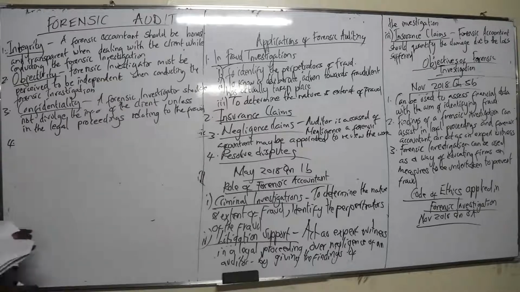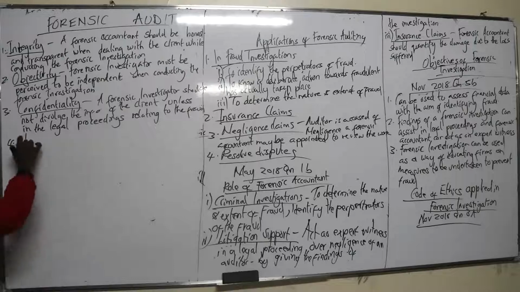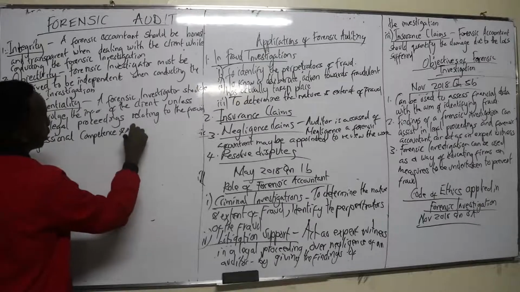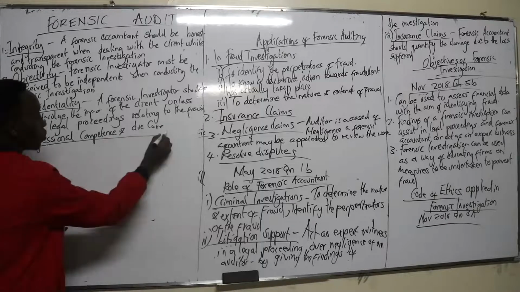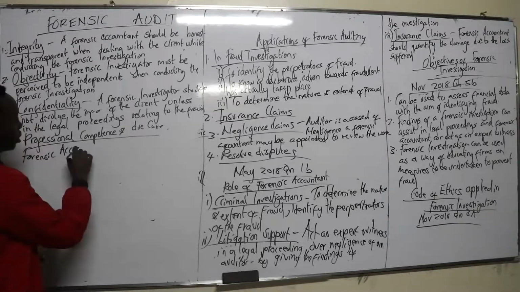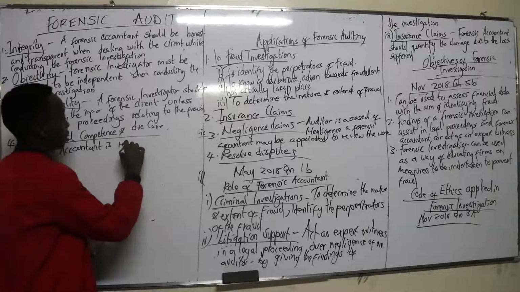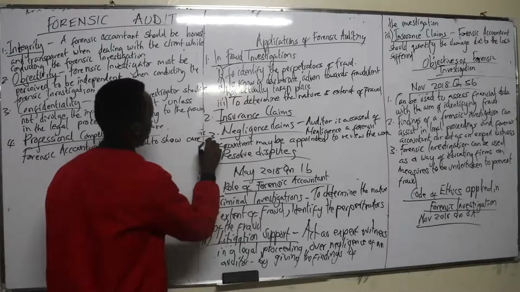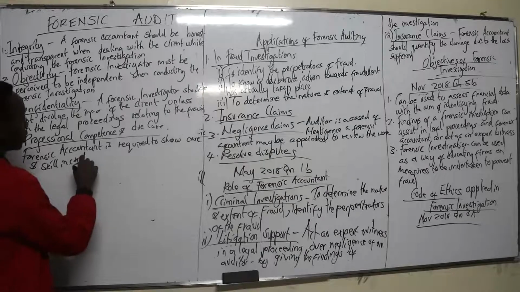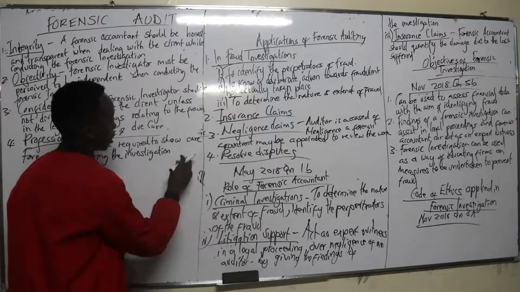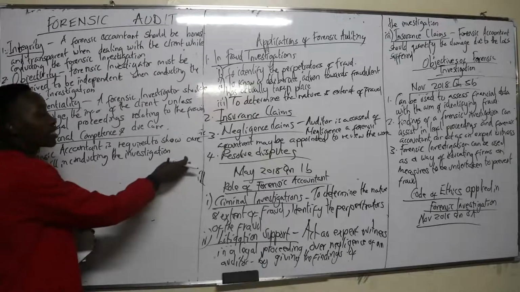And then also on the basis of the other codes of ethics, on professional competence and due care. So he is required to show care and skill when conducting this forensic investigation. So the forensic accountant is required to show care and skill in conducting the investigation, such that the client knows that he or she has received professional services.